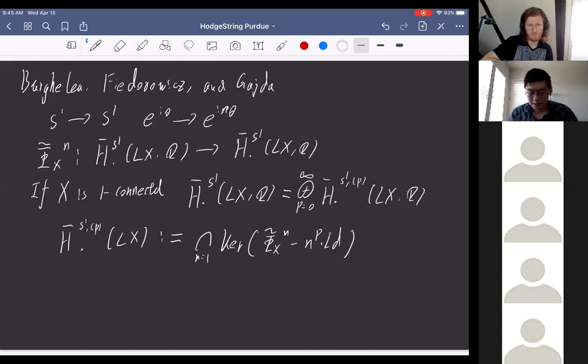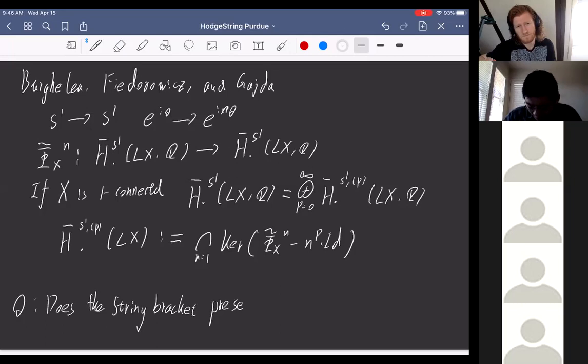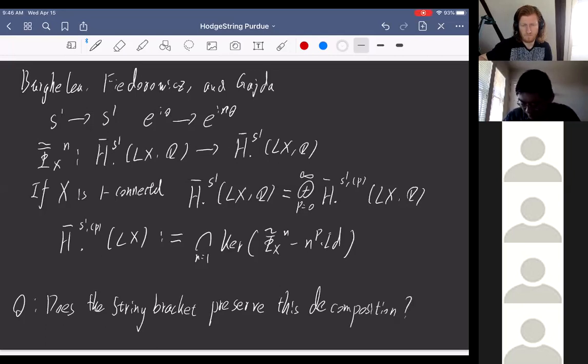So now what do we have? On this reduced S1 equivariant homology, first we have the string bracket, a Lie bracket, and now we have a Hodge type decomposition. So it's very natural to ask whether those two structures are compatible with each other. More precisely, does the string bracket preserve this decomposition? That's basically the motivation of our work.